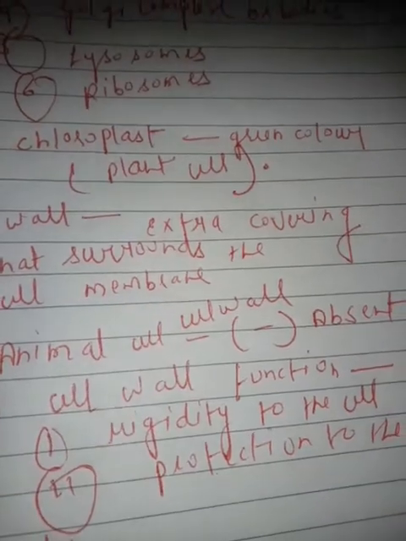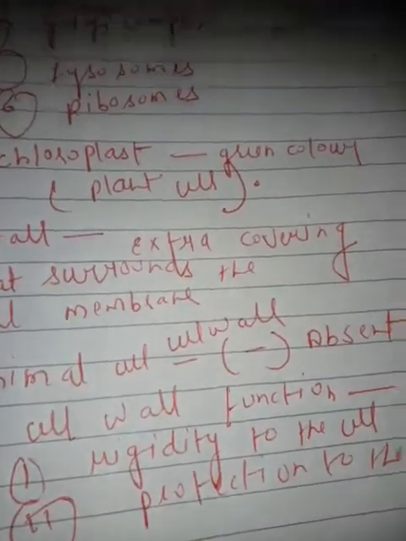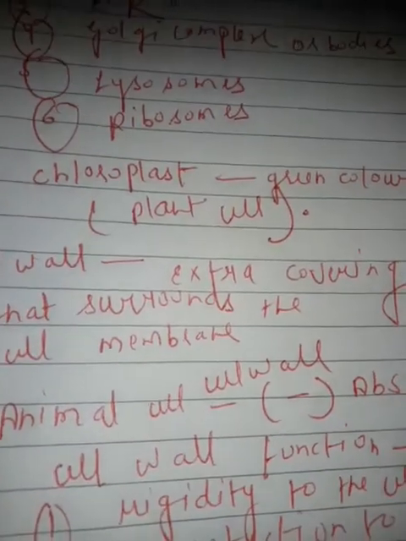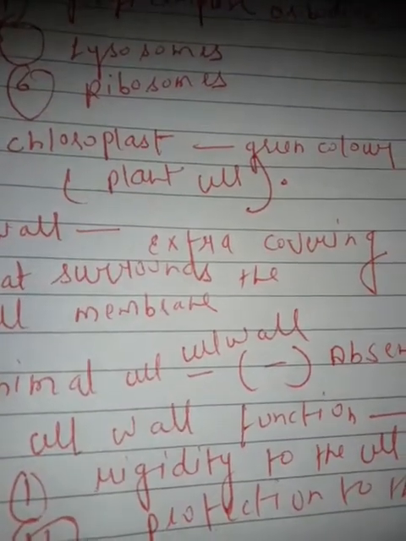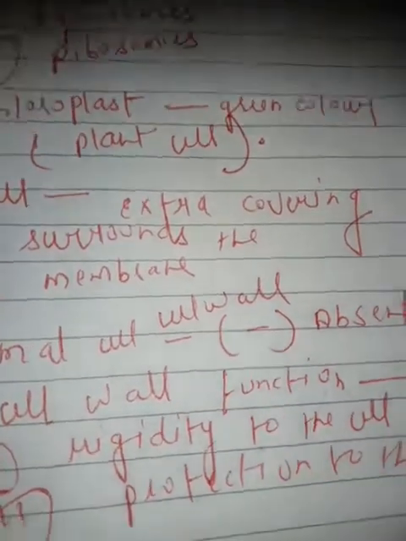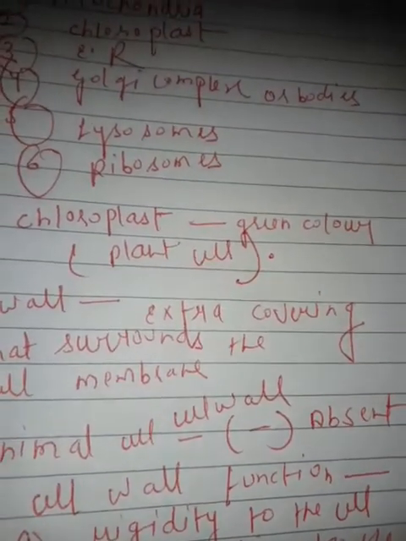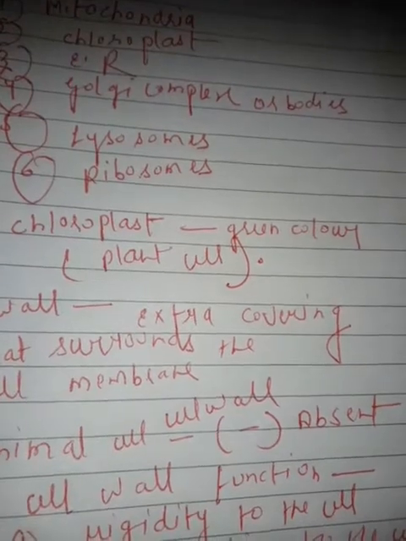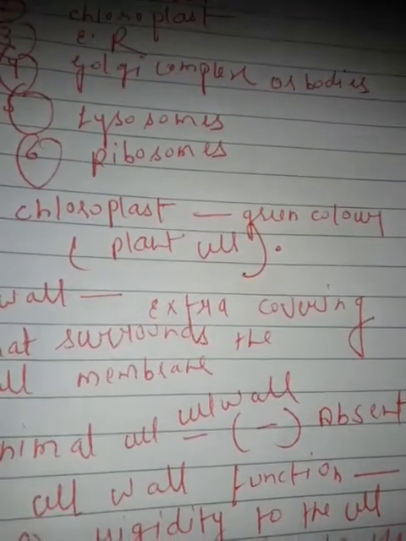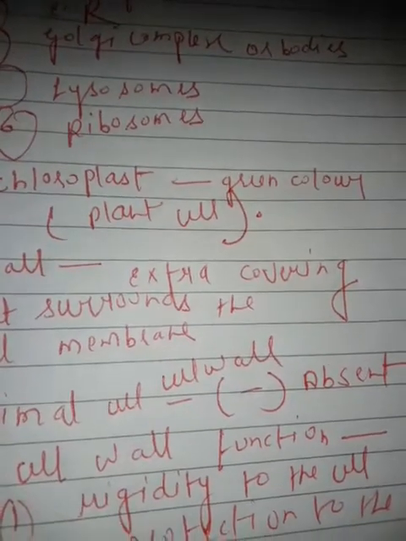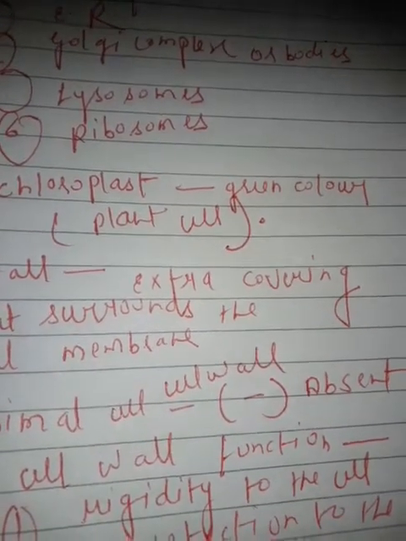Vacuoles are absent from animal cells, and if present, they are smaller in size and lesser in number. In plant cells, vacuoles are larger in size and more in number. In amoeba, the vacuoles contain food particles and are called food vacuoles.